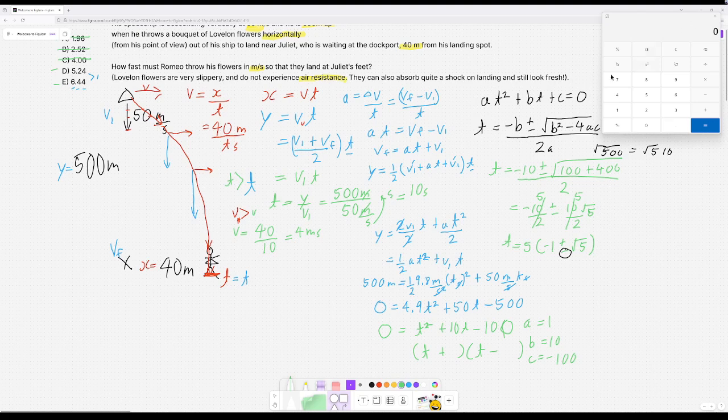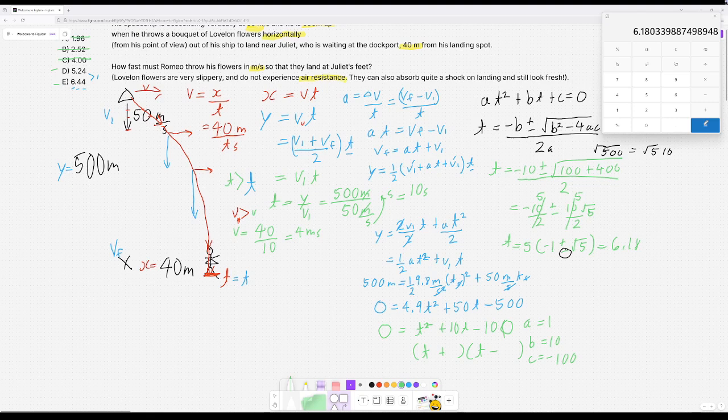So if we just enter it in the calculator for a second, what would we get? We would get the square root of 5, minus 1, times 5, equals. So that gives us t, in this case, equal to 6.18.